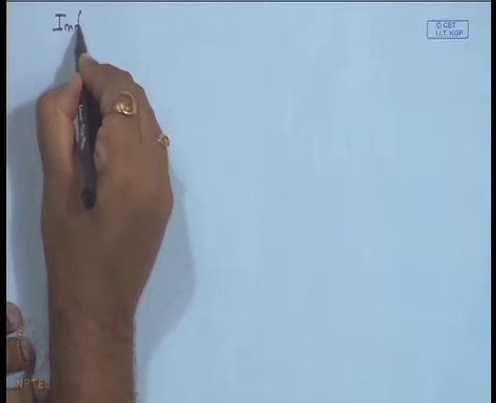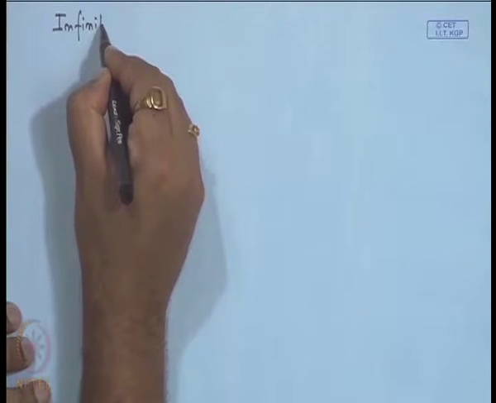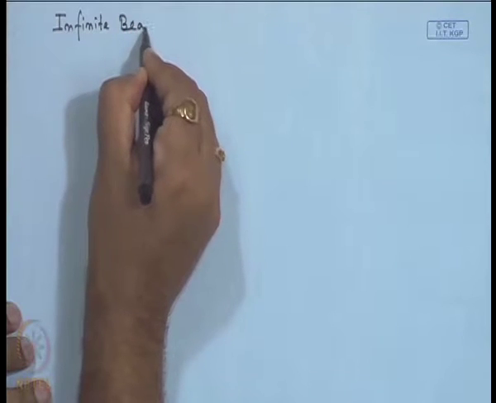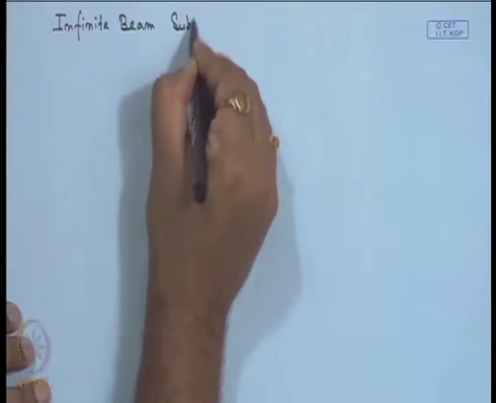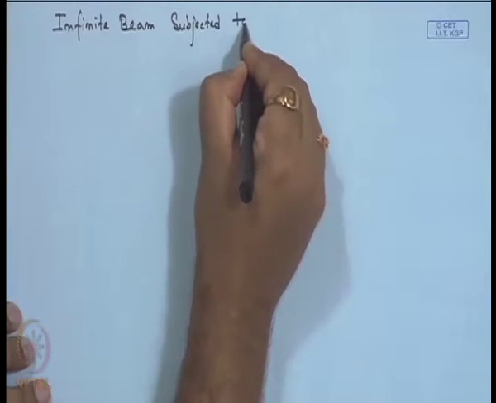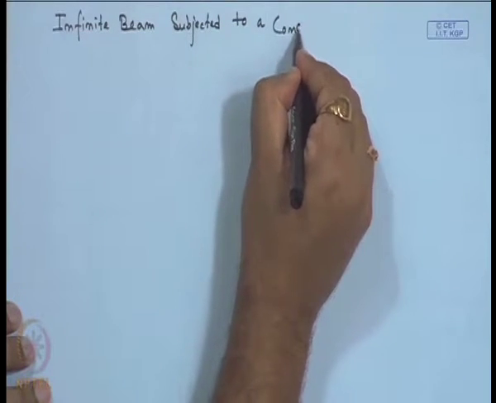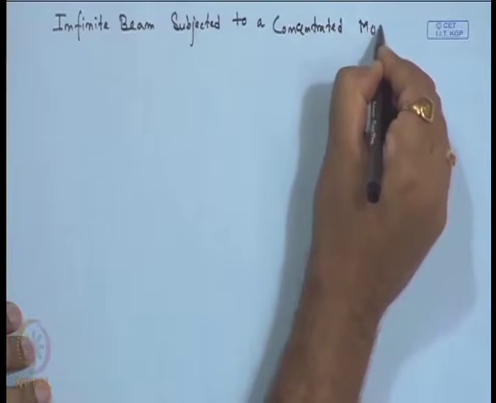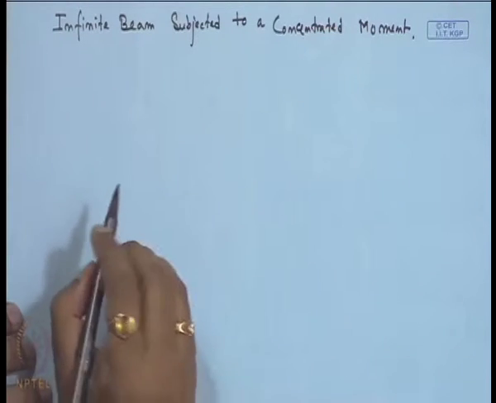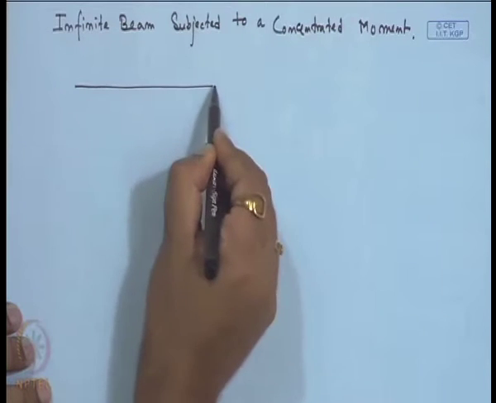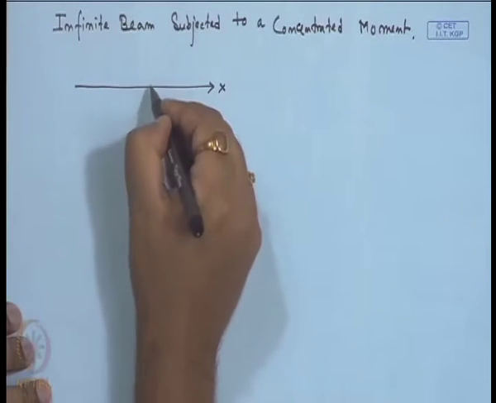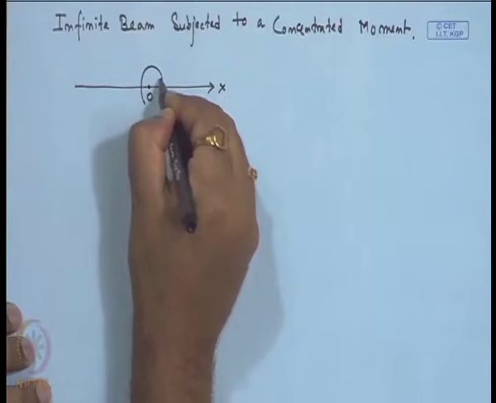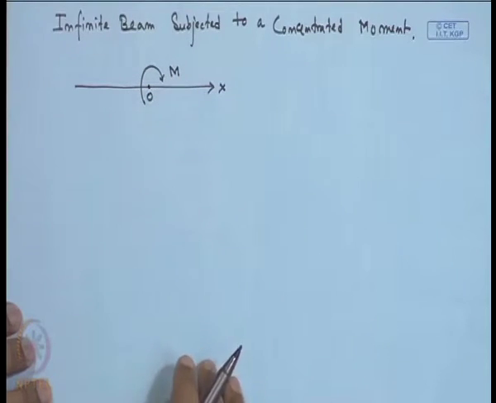Today I will discuss the infinite beam subjected to a concentrated moment. Suppose we have a beam along x and at the center, at point O, there is a moment M0. Then how will the expression look? That is what we will discuss today.